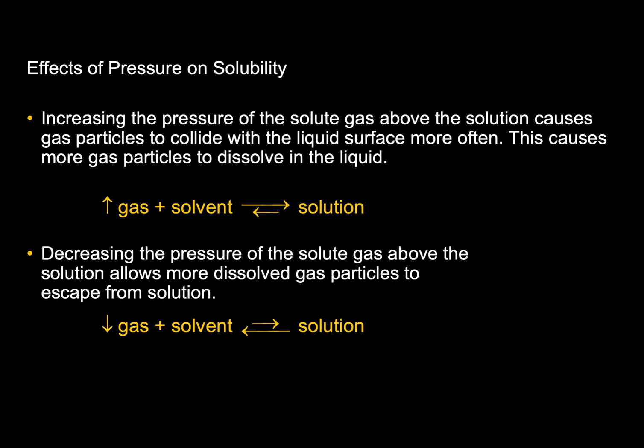So now, increasing the pressure of the solute gas above the solution causes gas particles to collide with the liquid surface more often. This causes more gas particles to dissolve in the liquid, right? So an increase in the gas pressure is going to favor the product side. A decrease in the pressure of the gas is going to favor the reactant side. And we'll talk about this later on. This is Le Chatelier's principle. You don't have to know that name right now.